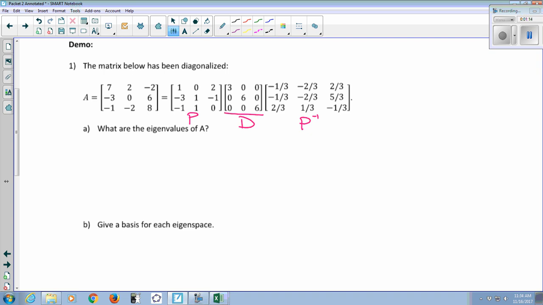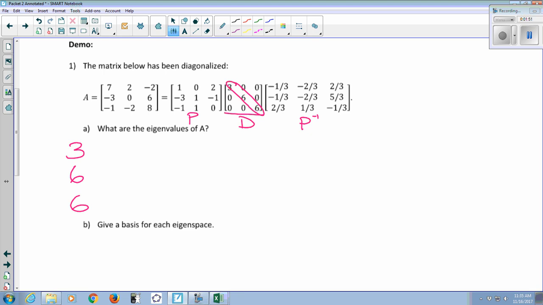Okay, so many matrices A you can rewrite in a diagonalized factorization, P times D times P inverse. The way you find P, D, and P inverse is you basically just need to find P and D, and then P inverse you find by taking the inverse of P. D is made up of entries on a diagonal, and those entries on the diagonal are eigenvalues. So the eigenvalues of A are 3, 6, and 6.